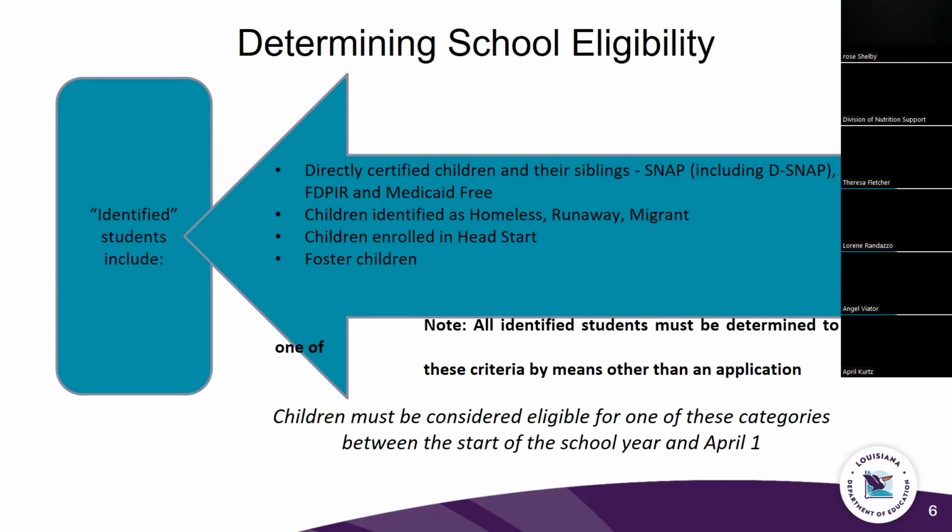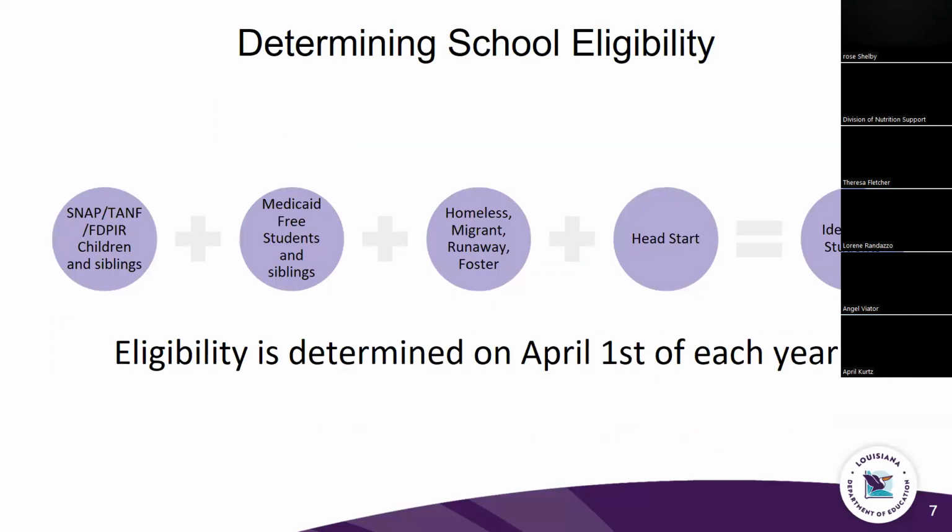Please note that children must be considered eligible for one of these categories between the start of the school year and April 1st. That file comes out in April and will be March data, so data captured between March 1st and the 31st will be that final batch of data on April 1st. Again, all children that fall into the categories listed here are referred to as identified students, which is where you get the term ISP.